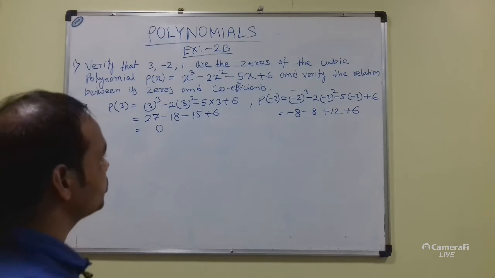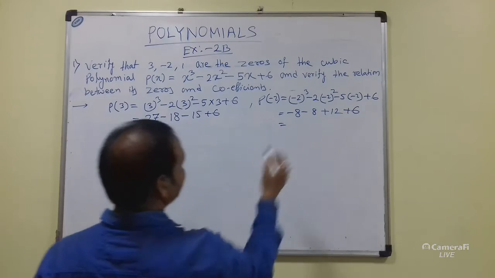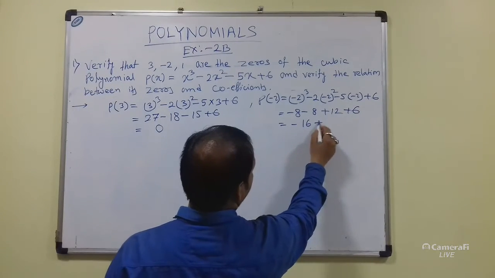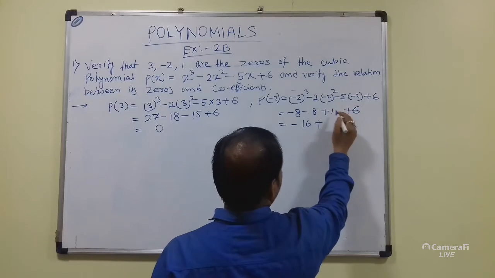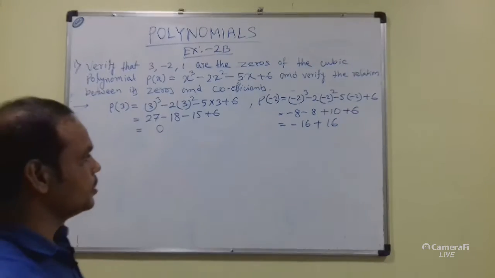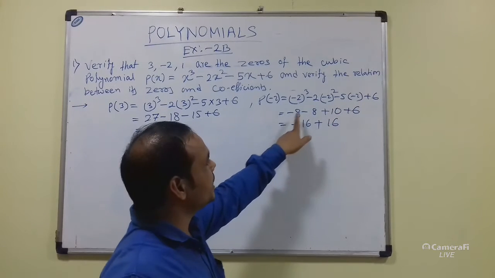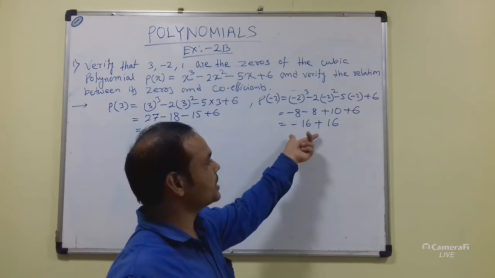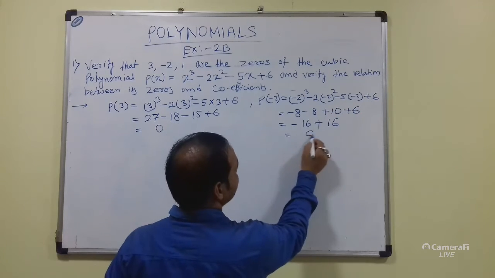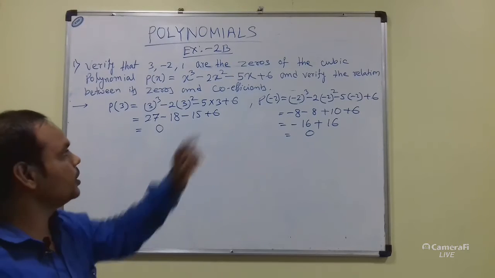Okay students, so here we can see that minus 8 minus 8 is minus 16, and minus minus plus, 5 multiplied by 2 is 10, and 10 plus 6 is 16. So minus 16 plus 16 is 0. So minus 2 is also a zero of this polynomial.